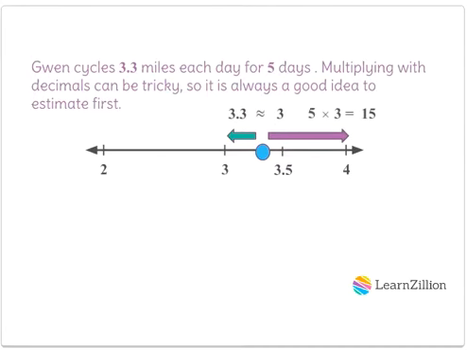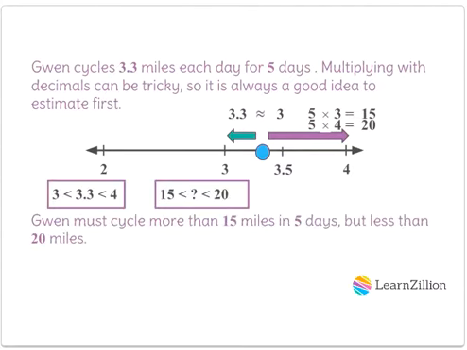5 times 3 is 15. However, 3 3/10 is a little bigger than 3, so our product should be a little more than 15. 3 3/10 is also less than 4, so our product should be less than 5 times 4, or 20. Looking back at the number line, we can see that 3 3/10 is much closer to 3. So our product should be closer to 15 than 20. Gwen must cycle more than 15 miles in 5 days, but less than 20.